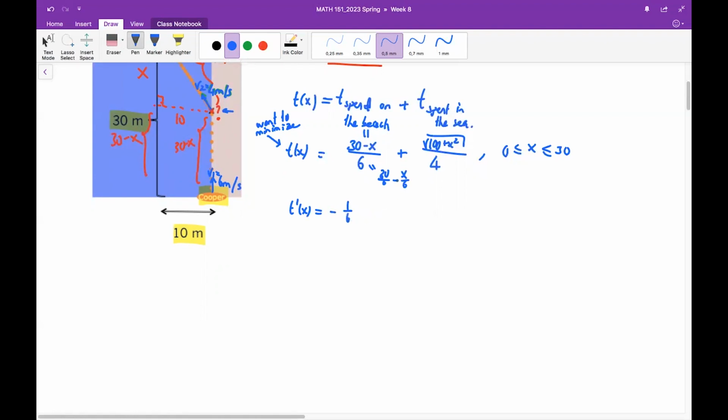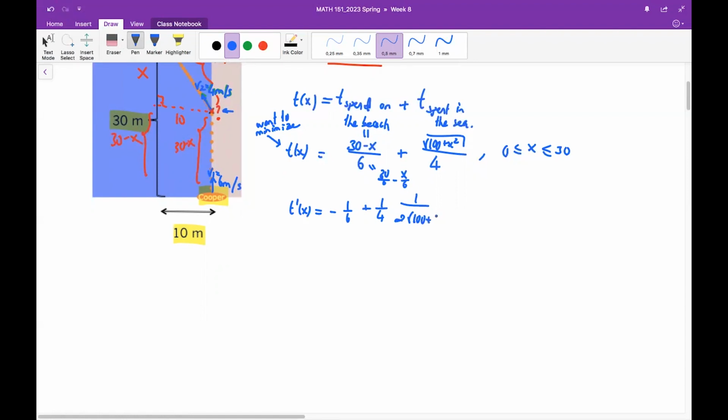So this is the derivative of the first part, just its coefficient. Now look at the second expression. We need to take the derivative of the square root of 100 plus x squared. 1 over 4 is just a constant there. Just take the derivative of the square root function. It goes like 1 over 2 times the square root itself.